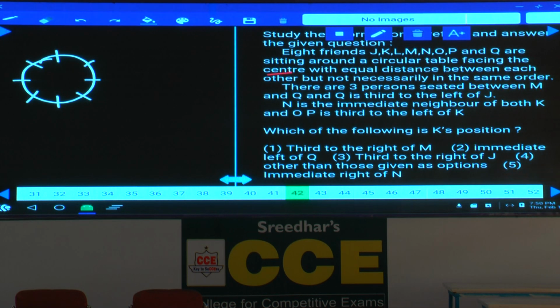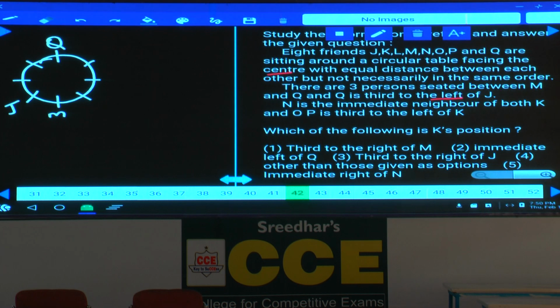Then there are 3 persons seated between M and Q. As 3 persons are seated in between M and Q, among these 8 persons, 3 persons in between is nothing but they are opposite to each other. That means if M is here, Q will be here. 3 persons between M and Q. And Q is south to the left of J. As Q is south to the left of J, J must be here only. Then only this Q will be south to the left of J is valid.